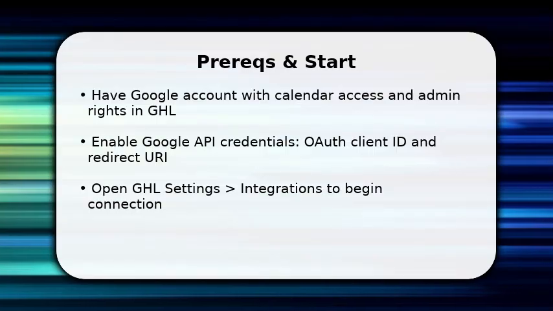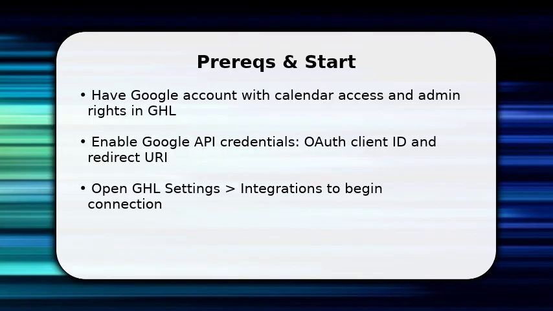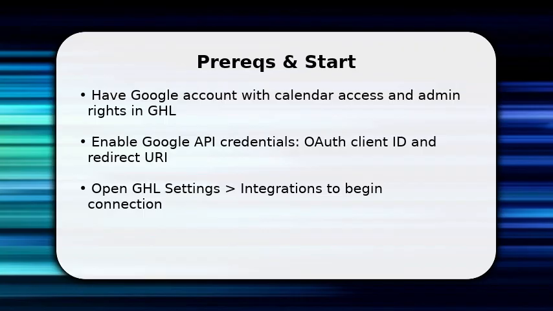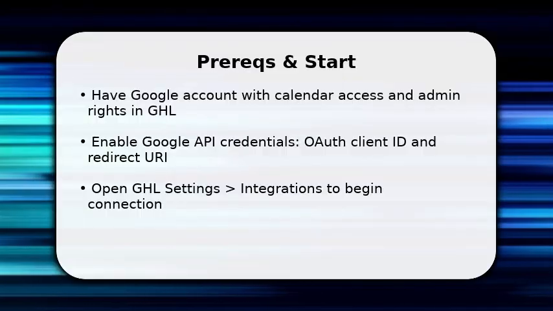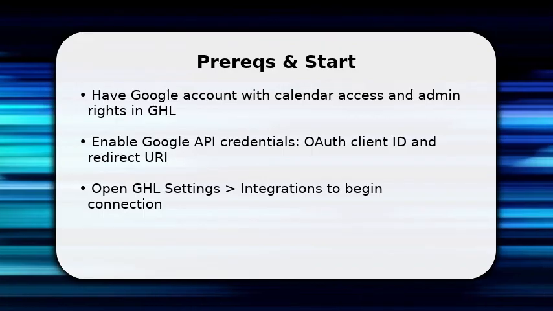You'll begin by confirming prerequisites: a Google account with the calendars you need and admin access in Go High Level. Once confirmed, create OAuth credentials in Google Cloud and note the client ID and secret. Open Go High Level, navigate to Settings, then Integrations, and choose Google. Start the Connect flow. You'll paste the OAuth redirect URI from GHL into Google Cloud, then save credentials.